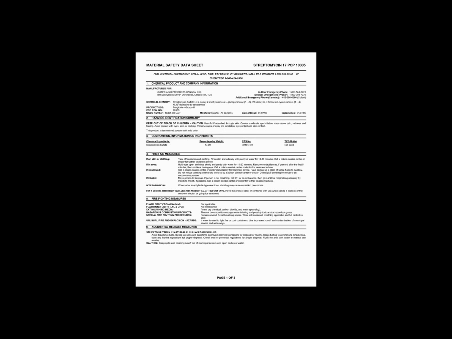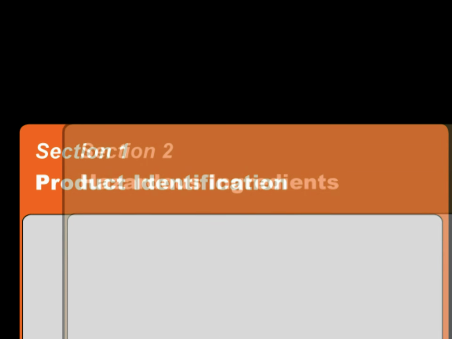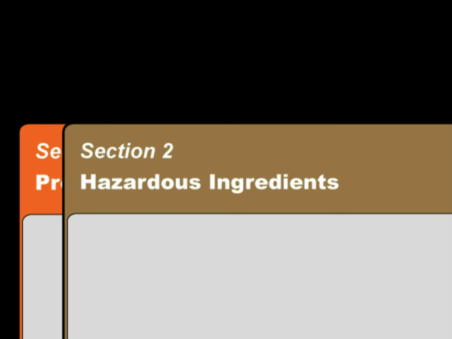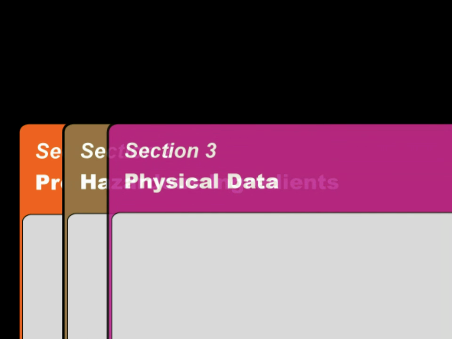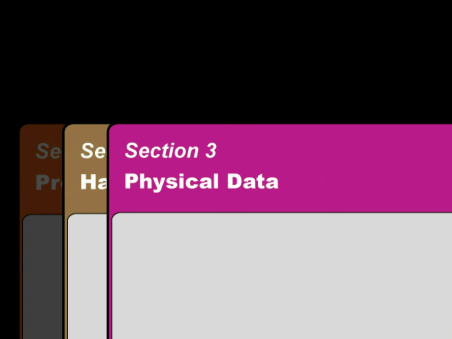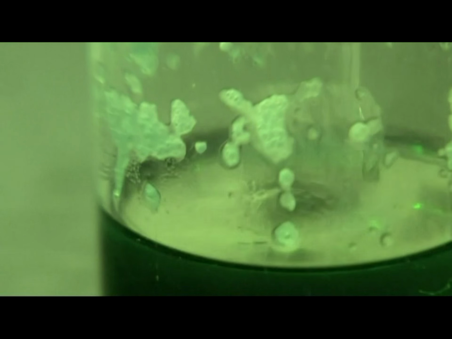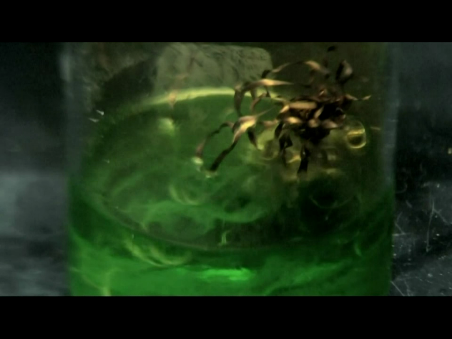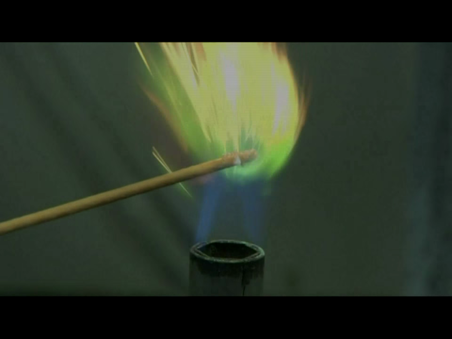There are 9 sections in a material safety data sheet. Section 1, Product Identification, provides the name of the product. Section 2, Hazardous Ingredients, lists the ingredients within the product that are hazardous. Section 3, Physical Data, describes the product's physical characteristics, such as whether it is a gas, liquid, or solid, its color and appearance, its boiling and freezing points.